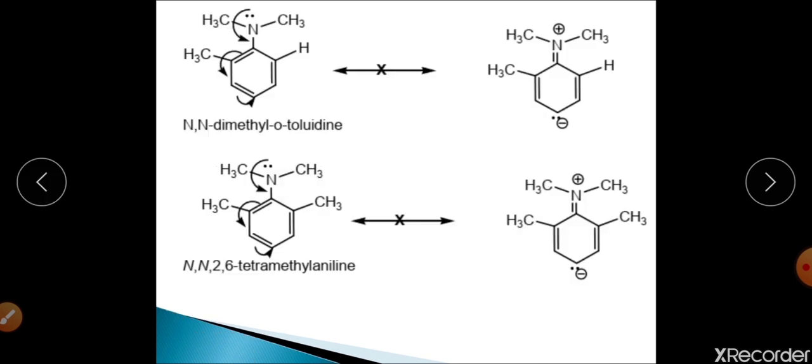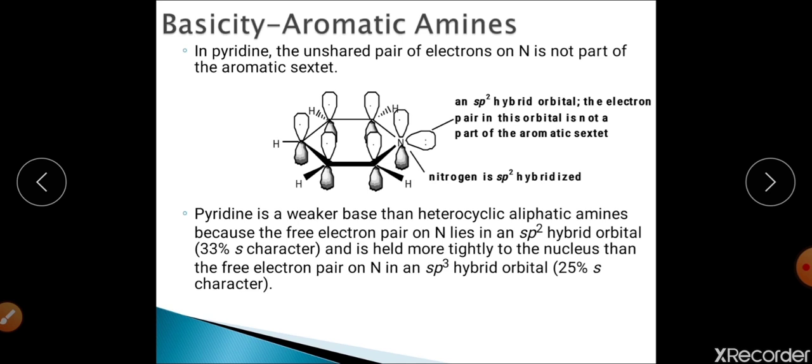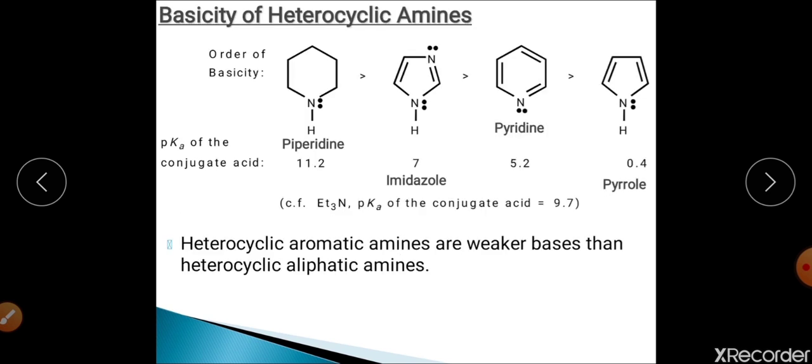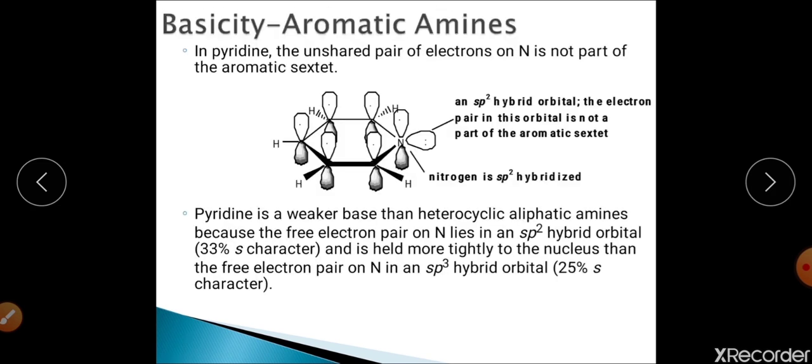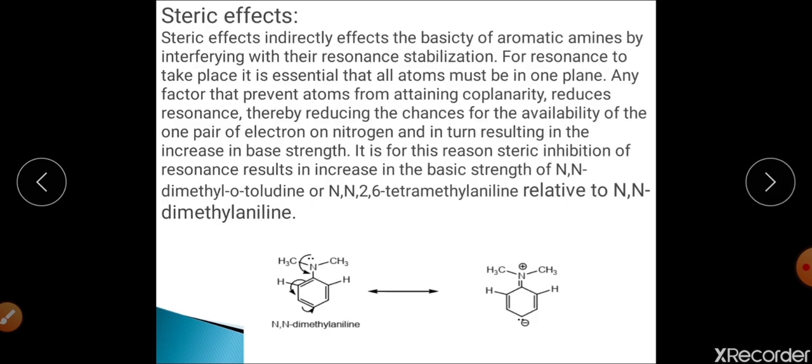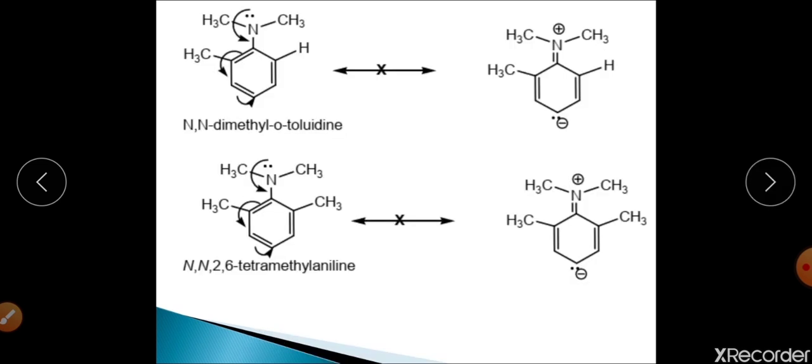So when we talk about the heterocyclic system, we can say that the heterocyclic aliphatic amines are basic. When we are talking about the basicity of the aromatic amines, there is another factor. And what is that factor? That factor is steric inhibition of the resonance, that is the SIR effect. And when we talk about the SIR effect, first of all, we should know about steric inhibition of the resonance.